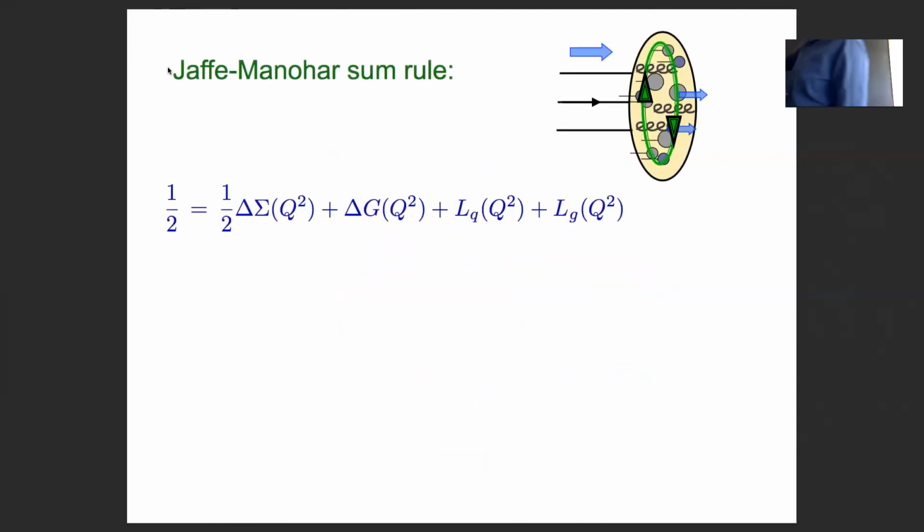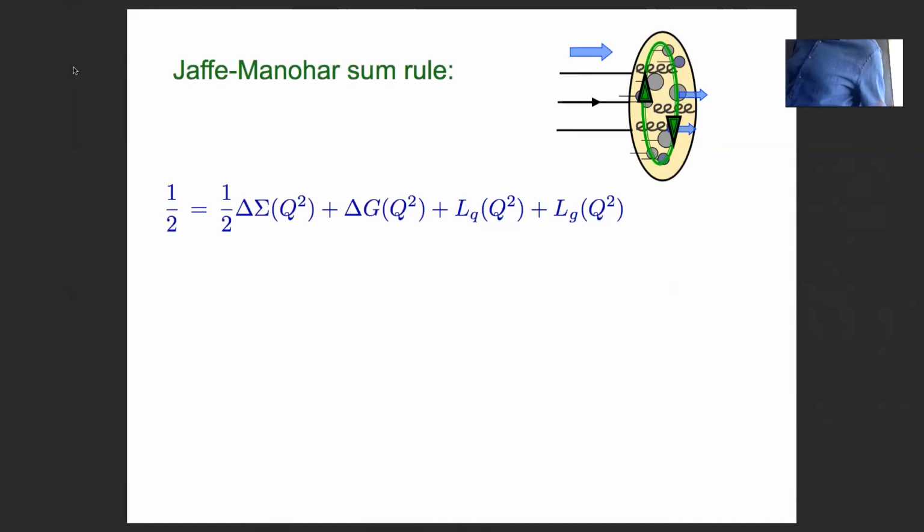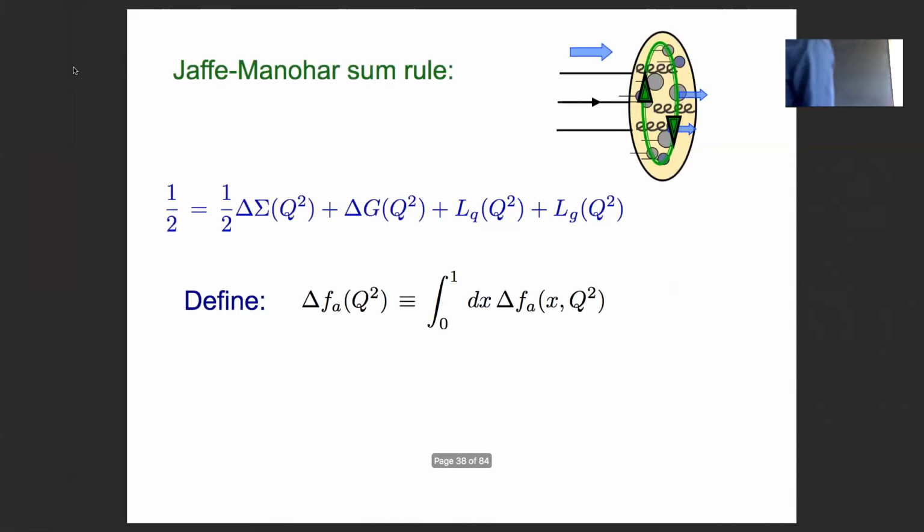I'm starting from the Jaffe-Manohar sum rule. Matthias gave an excellent overview yesterday about the ins and outs of the spin decompositions. Okay, so this is the Jaffe-Manohar sum rule. And of course, each one of these quantities entering it is Q-squared dependent, right? Now what I'm going to define is, as always, the first moment of the helicity PDF, and finally the helicity PDF comes in my talk. This gives the first moment, and this is the piece that basically enters the spin contributions here.